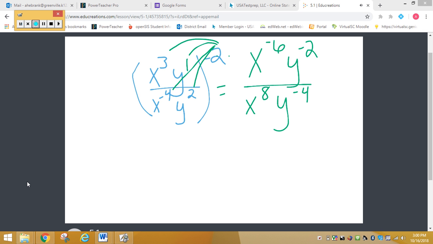So now I can subtract like terms because they're dividing. So negative 6 minus 8 is negative 14. And for y, negative 2 minus negative 4 is 2. The only thing wrong with this is that you can't have that negative 14. So I'm going to move it to the bottom to make it positive. I'm going to leave my y to the 2nd on top because it's already positive and I don't want to move it.